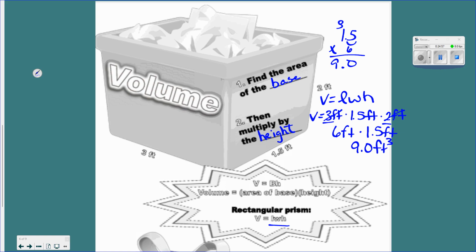All right, the bottom one is also length times width times height, yes? Yes.